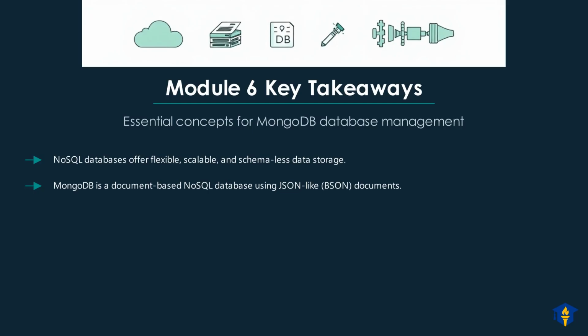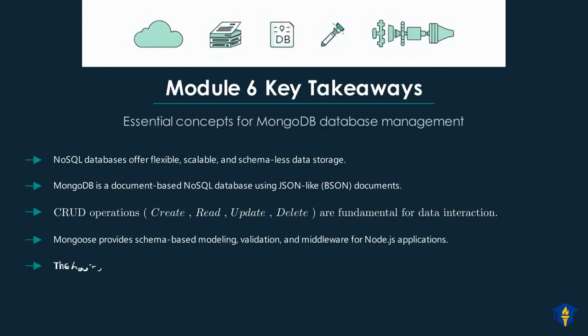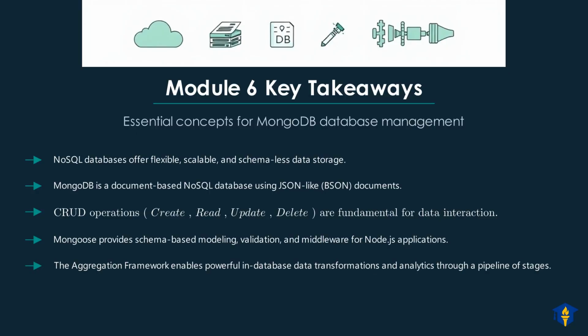MongoDB is a document-based NoSQL database that stores data in JSON-like BSON documents. CRUD operations are fundamental for data interaction, allowing you to create, read, update, and delete documents. Mongoose offers schema-based modeling, validation, and middleware to structure and validate data in Node.js. The aggregation framework enables powerful in-database data transformations and analytics through a pipeline of stages.